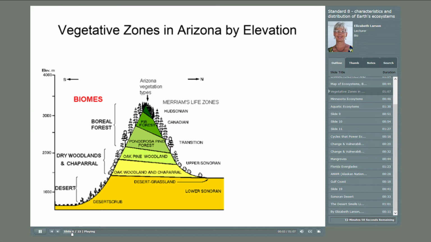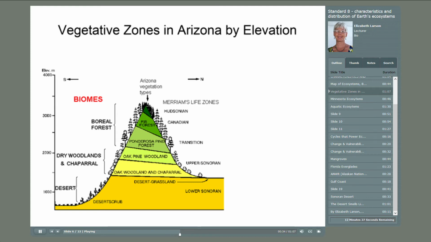Latitude and amount of precipitation are 2 major determinants of a biome. Elevation works similarly to latitude in this case. So as we look at this graph on this slide, we see three distinct biomes in Arizona. As if we were moving north from the valley toward Flagstaff, we'll pass through three distinct biome regions.